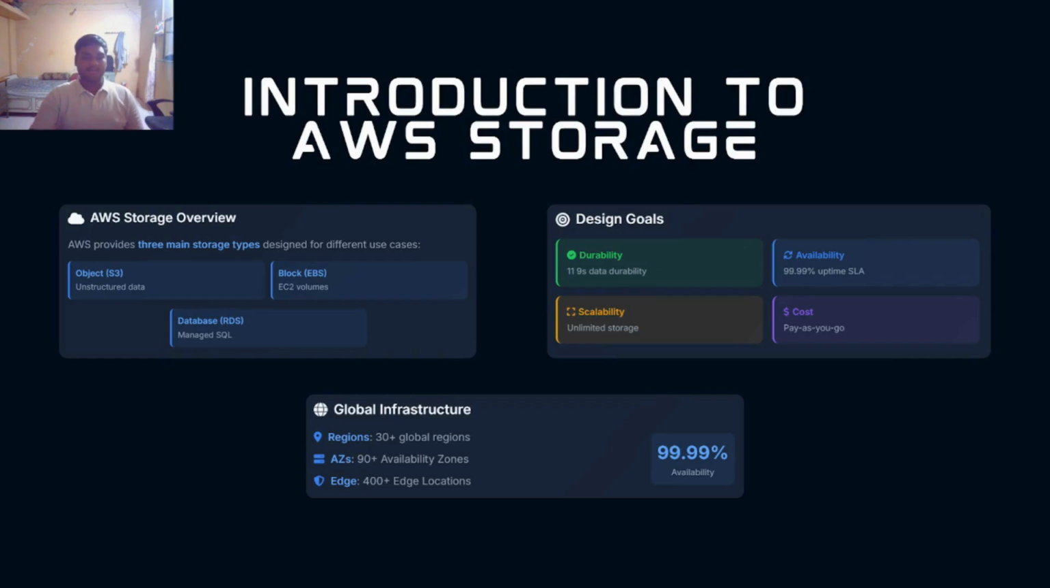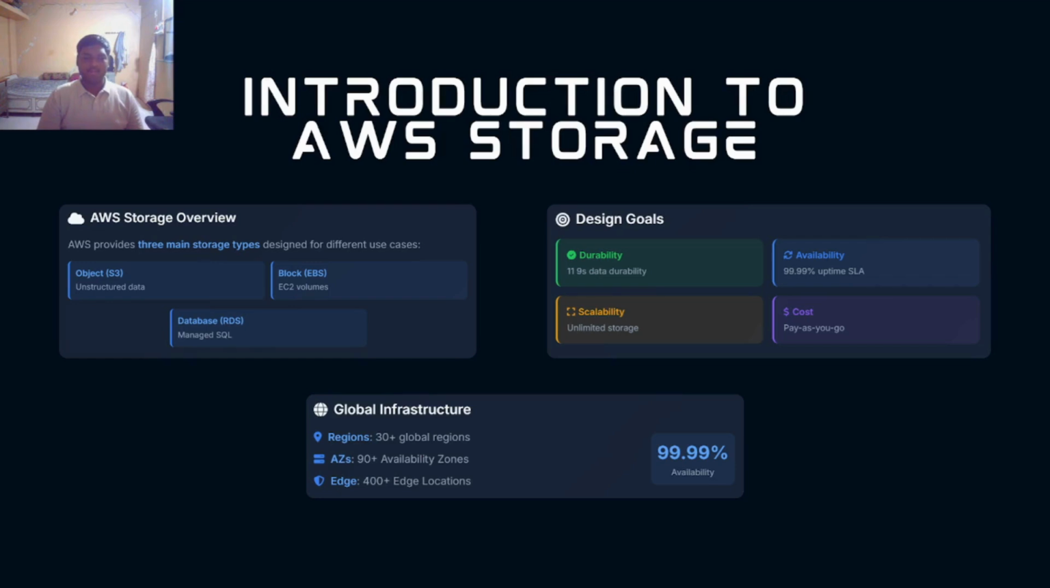Second is availability. It means AWS provides around 99.99% access to your data. You can access the data anywhere and anytime. Third is scalability. AWS gives you the ability to increase and decrease storage as you need. Also, AWS provides unlimited storage, and it automatically adjusts based on demand. No need for manual upgrades.